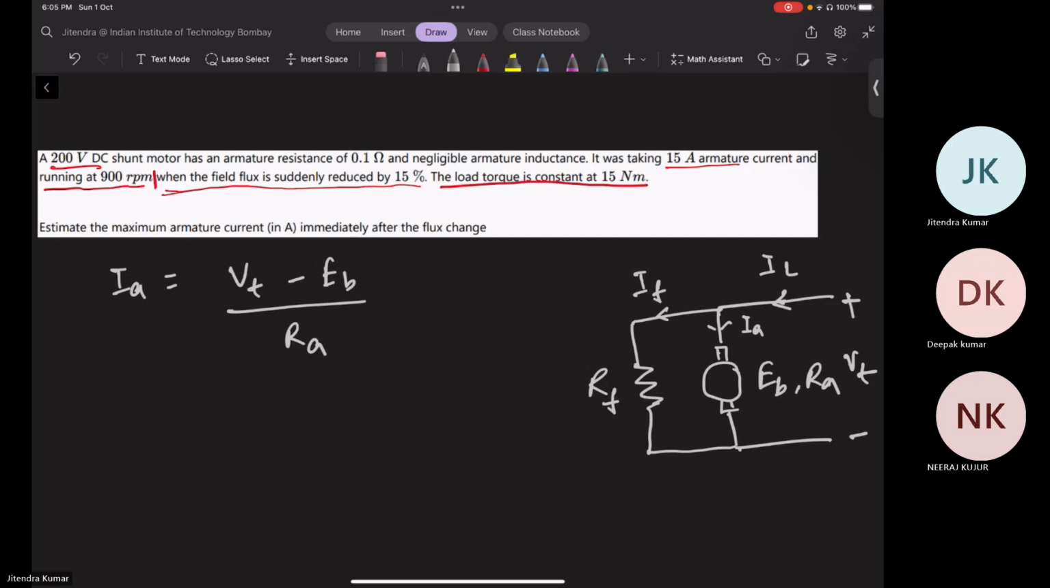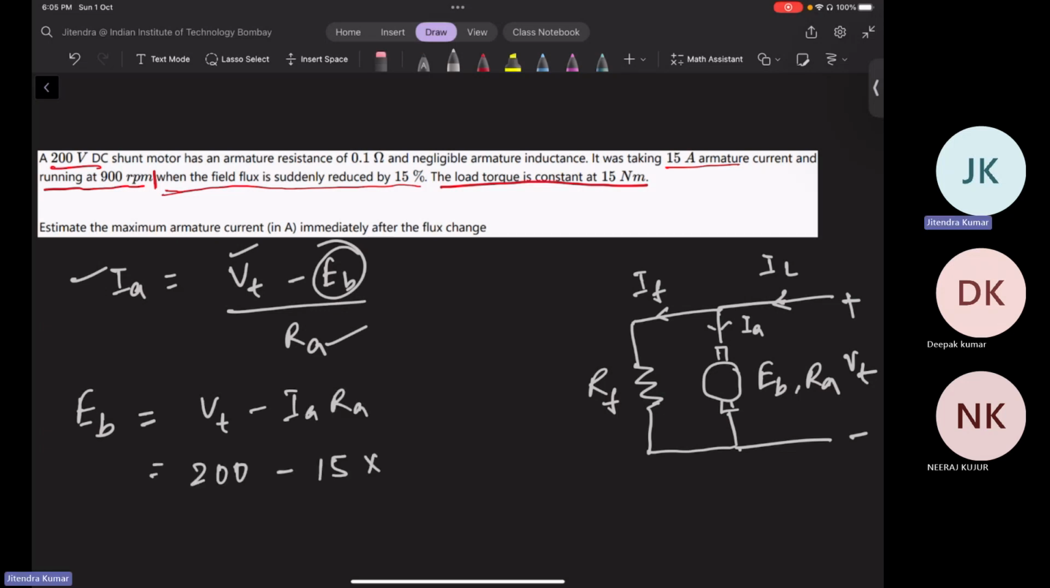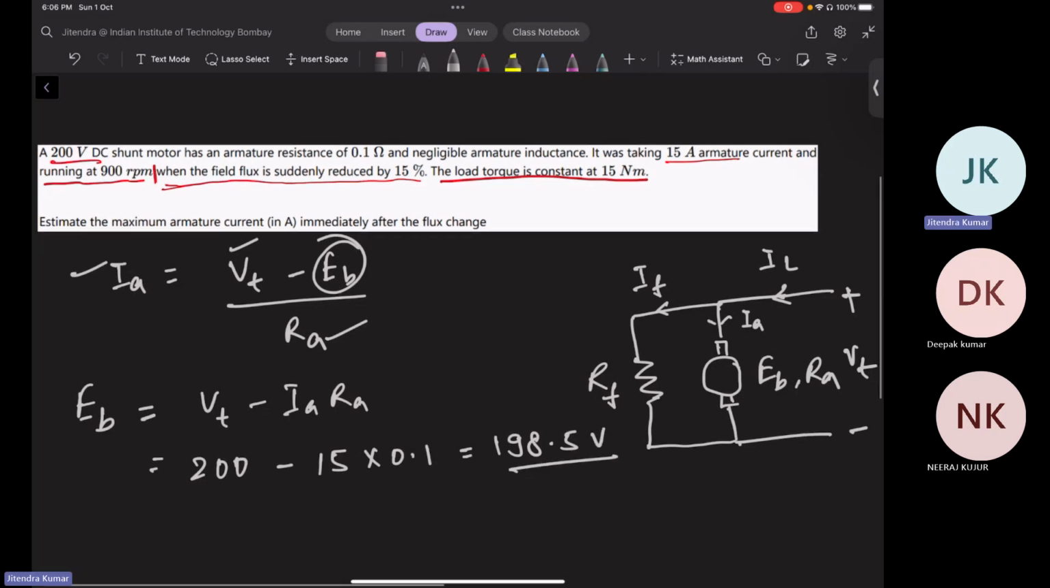At rated condition, let's compute what was the back EMF, because we have the information of Vt, Ra, and Ia. So back EMF is Vt minus Ia Ra. Vt is 200 minus Ia, which was given 15, into Ra, which was 0.1. So it will come out to 198.5 volt. Okay, till now it is fine, right?